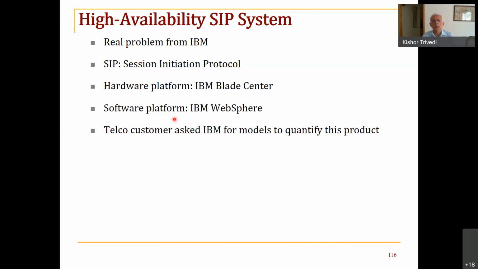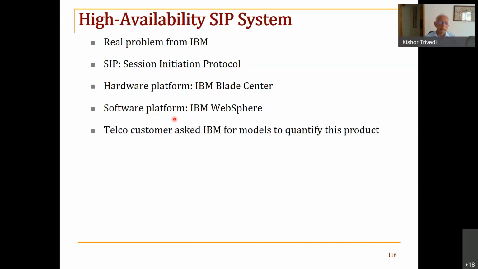But the telco customer said that they need some quantification. The architecture sounds good, but they need some real numbers to be able to decide whether they will buy the system. So they asked for two models from IBM, an availability model and what they call a reliability model. Now it turns out IBM is a very large company. So the particular set of engineers that were dealing with this system had no idea what that meant. And somebody happened to mention to them that there is this fellow Trivedi who can probably help you with this.